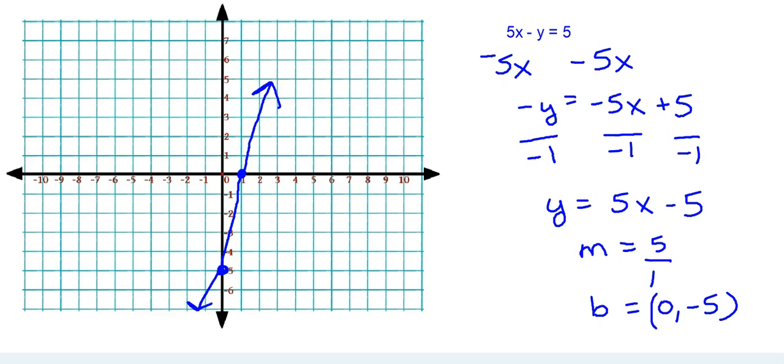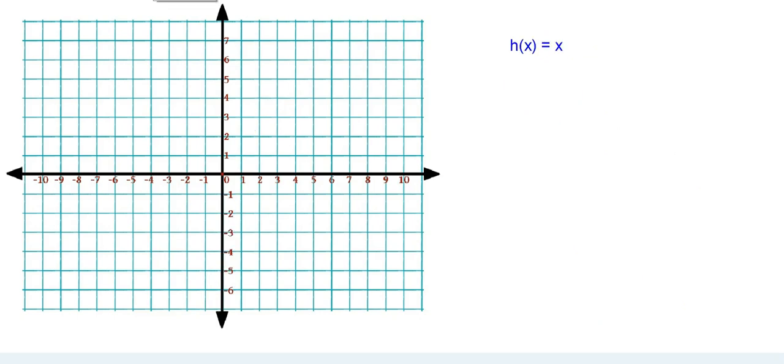Okay, let's take a look at one more. What if we have an equation like this? That's h of x is equal to x. H of x is the same thing as y. So we have the equation y equals x. So it is technically in the slope-intercept form of a line. Our slope is always the number in front of the x. And in this case it's 1. There's an understood 1 there. And if we make a fraction out of it, it's 1 over 1.